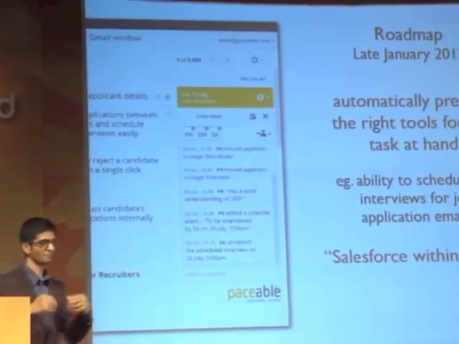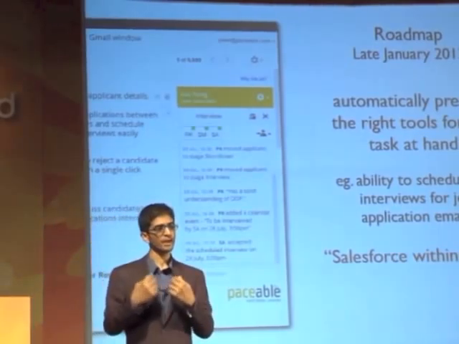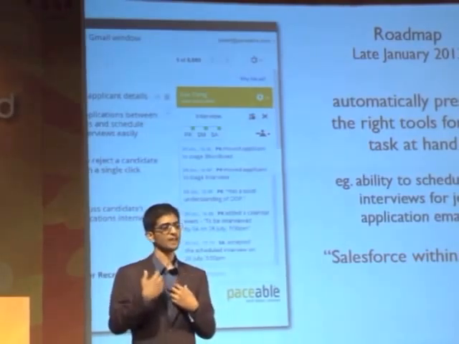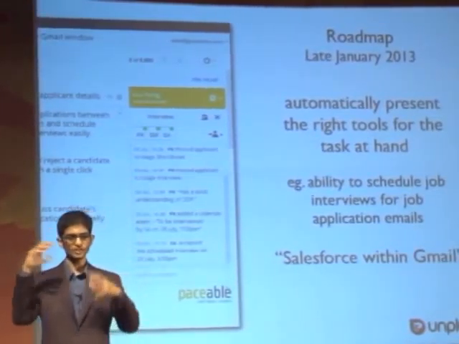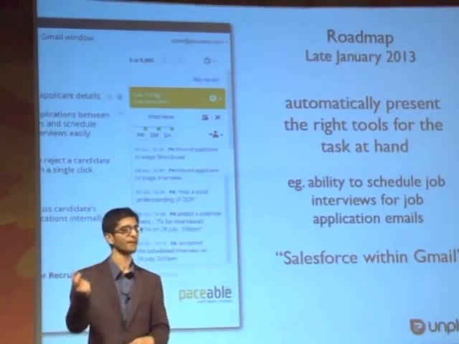We basically want to make features that just make sense. And what I mean by that is, say you receive an email at jobs@yourcompany.com. We can immediately understand that that's a job application email and surface the right tools for the task at hand. So you could be scheduling an interview. You could reject a candidate in like 5 seconds.